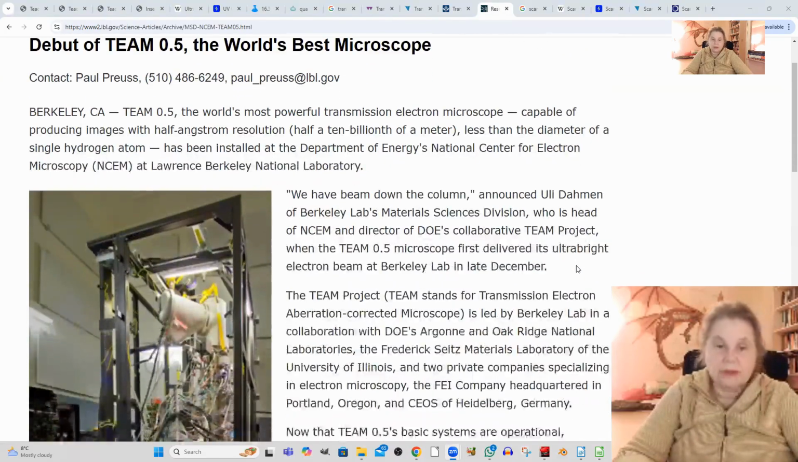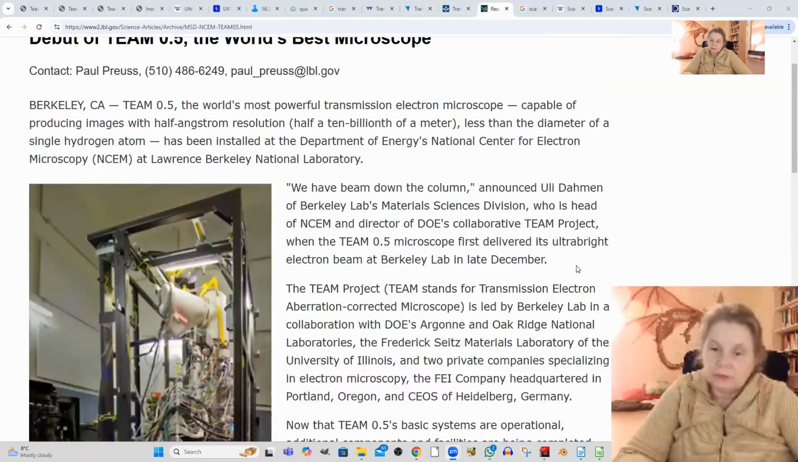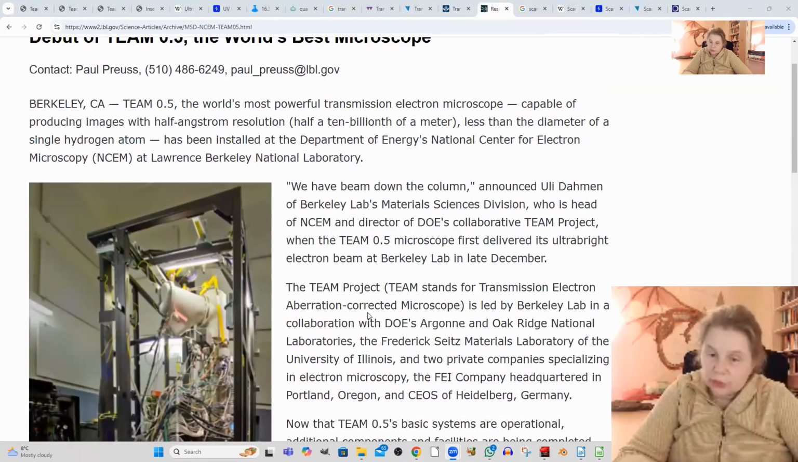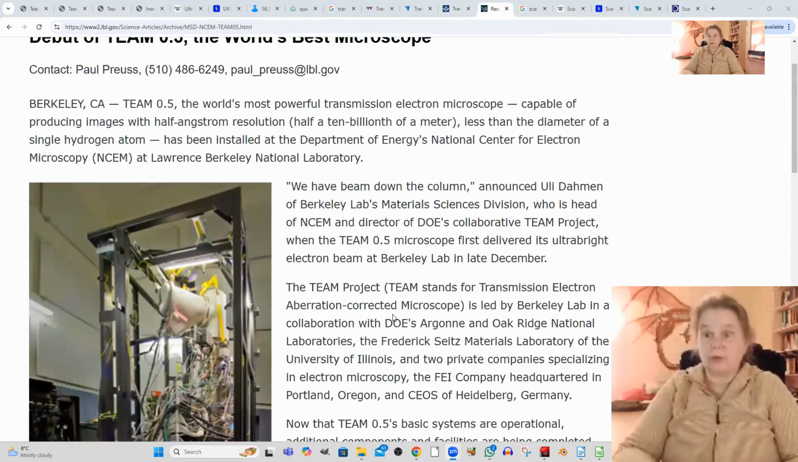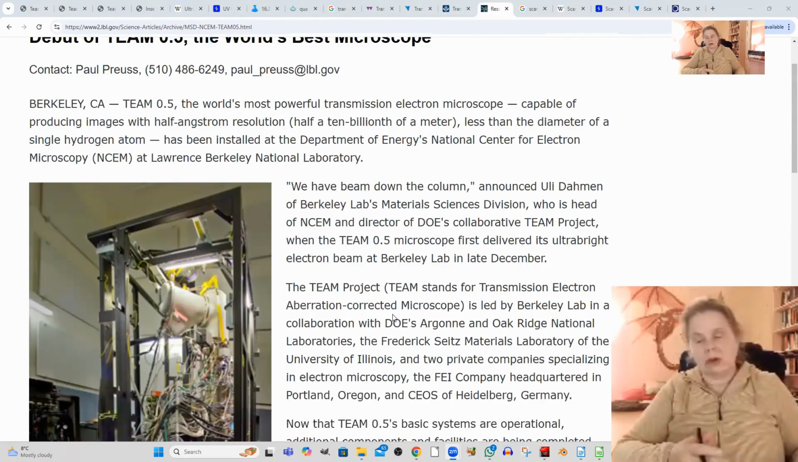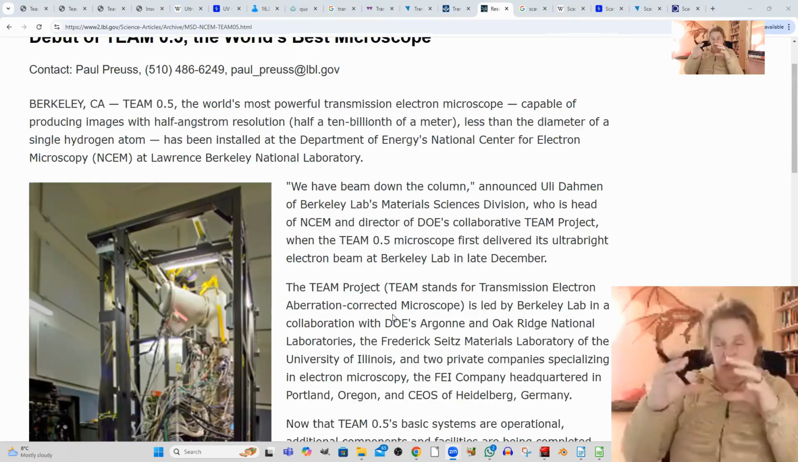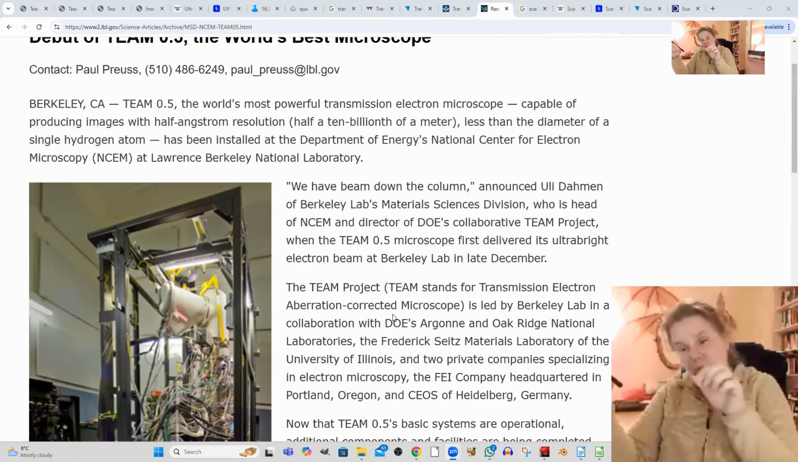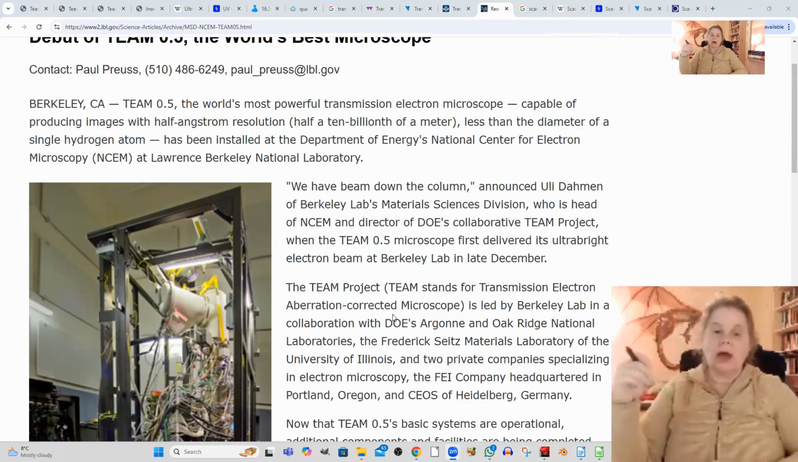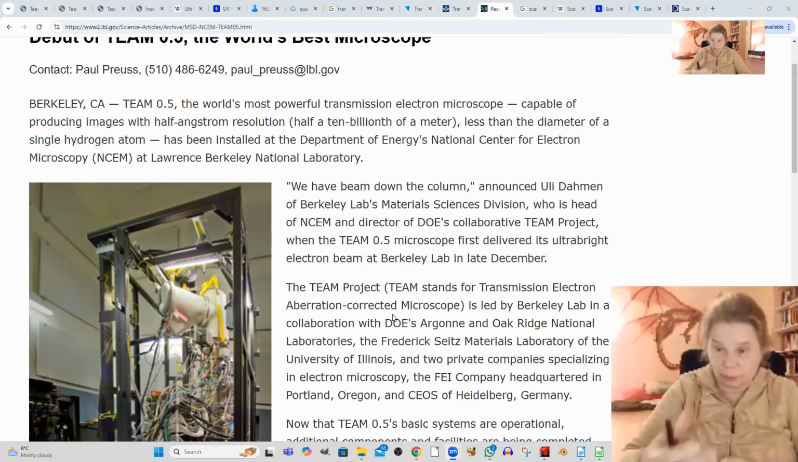This one is in Berkeley, California, and the A in it means that it's been aberration corrected. One of the problems with optical microscopes or telescopes is what's called spherical aberration. The edges of the lens don't come to a focus at the same point, the same distance away from the lens, as light that comes nearer to the principal axis. And that's spherical aberration. And electron microscopes suffer from the same problem.